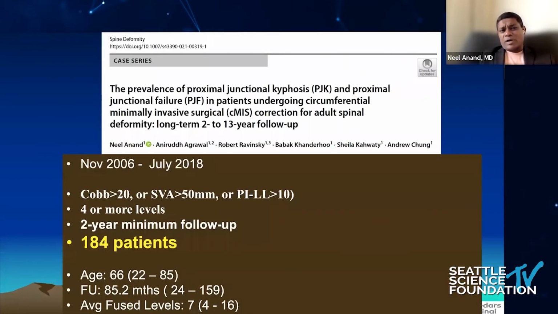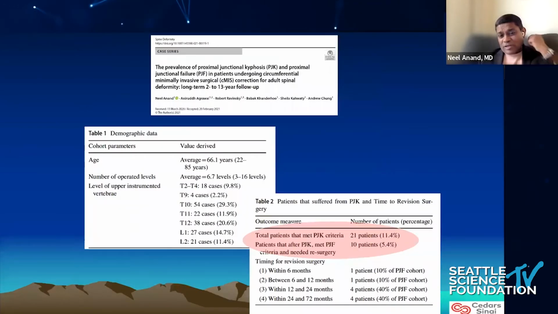But this is the paper I wanted to come to, of PJK and PJF with this whole protocol, with a long-term 13-year follow-up, 184 patients, 4 or more levels. The PJK was 11% with the PJF of 5.4. 10 patients added. You can see all the UIVs there scattered across. Did not make a difference what level the UIV was.